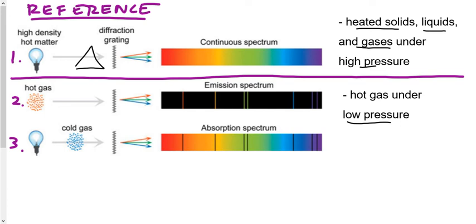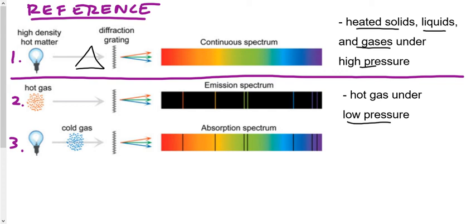Each of those colors would correspond to a specific transition that was taking place. So we might get a transition taking place within this hot gas from level 5 to level 3. That would emit a photon, a certain color photon. We might get another transition taking place from level 4 to level 1. That would produce a different photon, a different frequency, a different color.